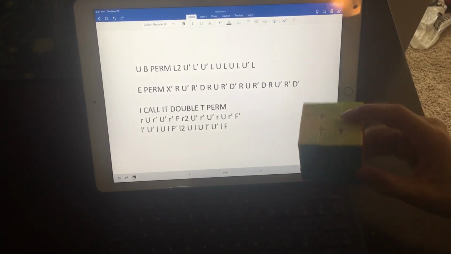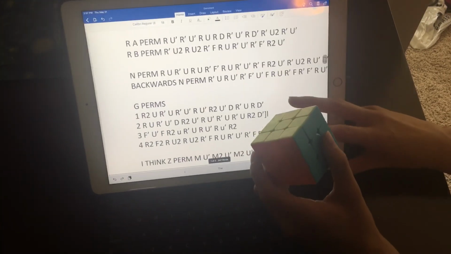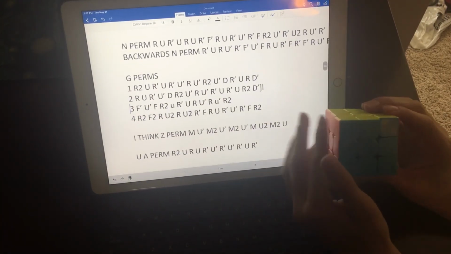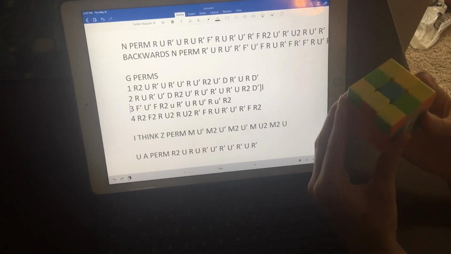Now the last algorithms I will be going over. These are the G perms. These are probably the hardest ones to learn because they all look the same. So let's see if I can set it up.